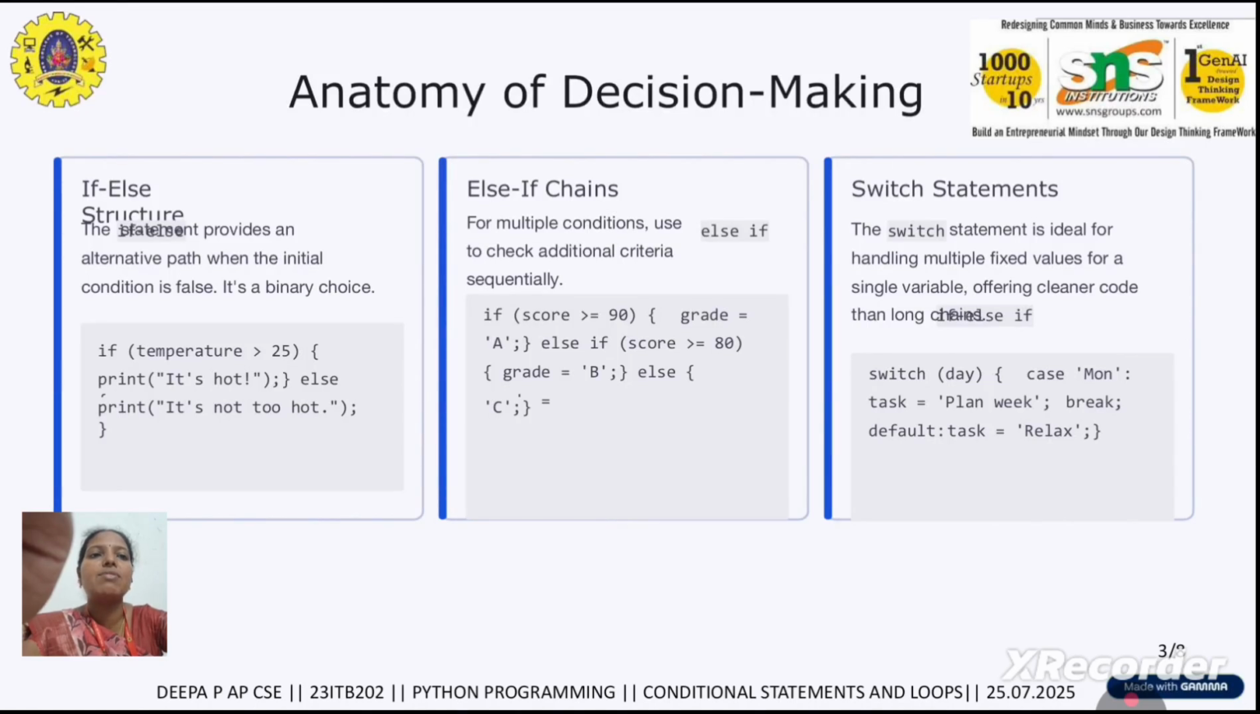The switch statement is ideal for handling multiple fixed values for a single variable, offering cleaner code than a long chain of if statements. In the switch function, the cases are given for each task, for example the days of the week, then break and default. The default condition occurs when no case matches. The switch statement is also called a jump statement.